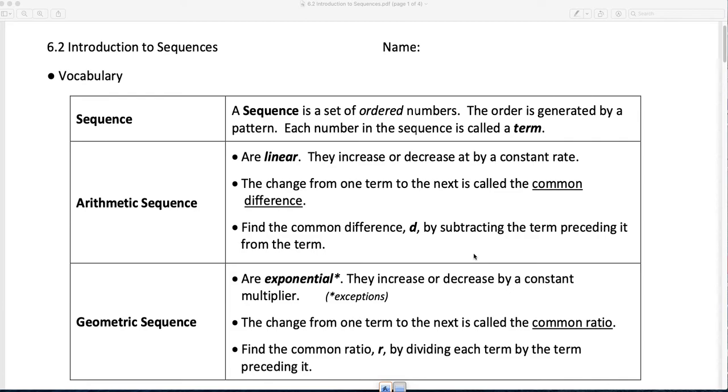We started chapter 6 a little while ago by actually finishing up methods for solving systems. So this is normally the introduction to this chapter. So this is all about sequences, and this is Algebra 1, so we are going to focus primarily on two sequences. Let me go ahead and let's get to the vocabulary.